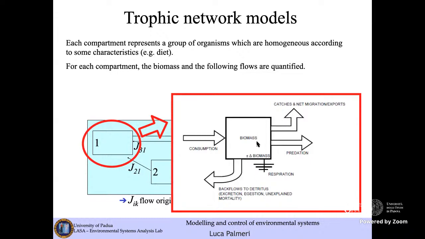And then for each one of the compartments, you shall include, in terms of energy balance, flows like respiration or backflow to detritus, which essentially represents excretion, egestion or unexplained mortality. So mortality that is non-predatory, but brings materials from the network into the detritus compartment. I remind you that the detritus compartment is a fundamental compartment, necessary in order to build or to balance a consistent trophic network model.